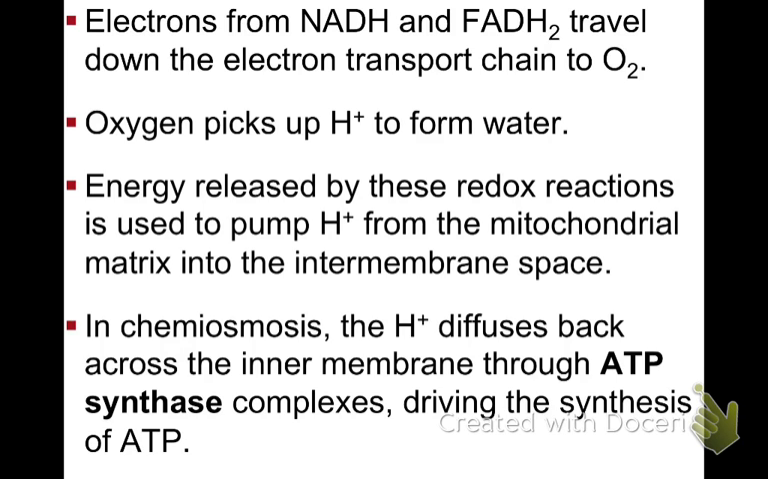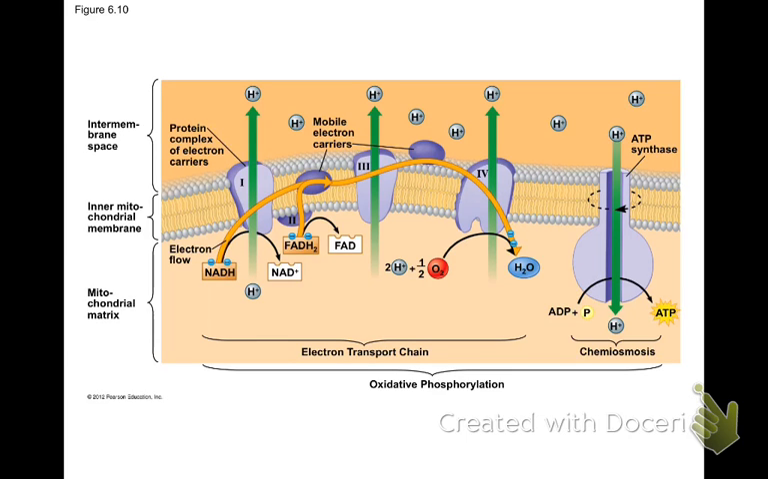So you have electrons from the NADH and FADH2 travel down the electron transport chain to oxygen. Then the oxygen picks up the protons to form water. The energy released is used to pump the protons from the mitochondrial matrix into the intermembrane space. In chemiosmosis step, the protons diffuse back and through the ATP synthase, which is called the world's smallest rotor, and it drives the synthesis of ATP. Okay, kind of like this.